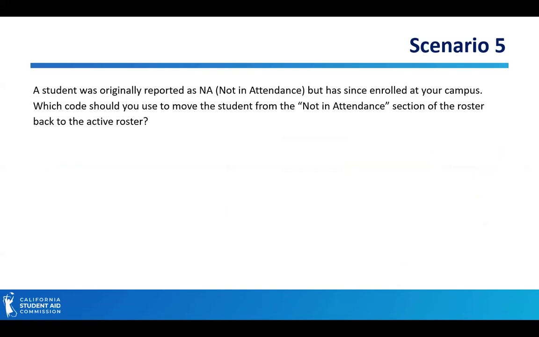Number 5. A student was originally reported as NA, but now they're on your campus. How do we get the student back onto our active roster?